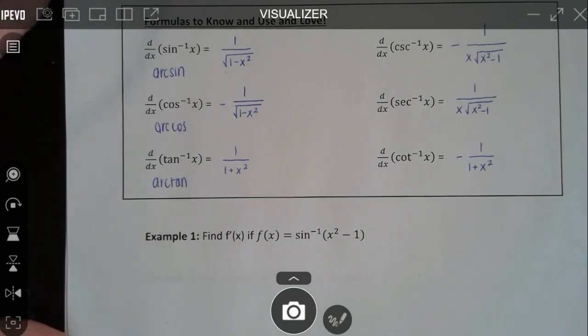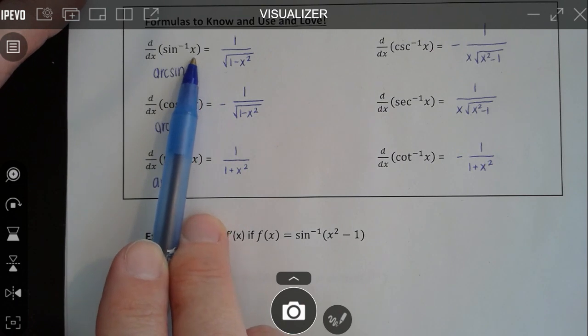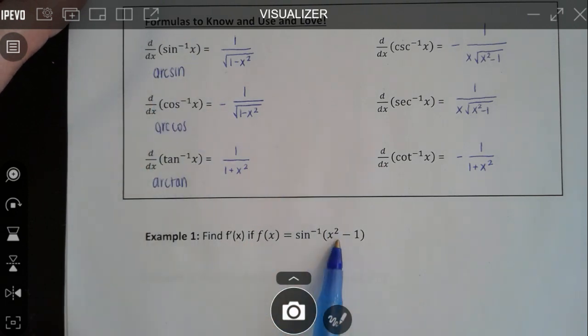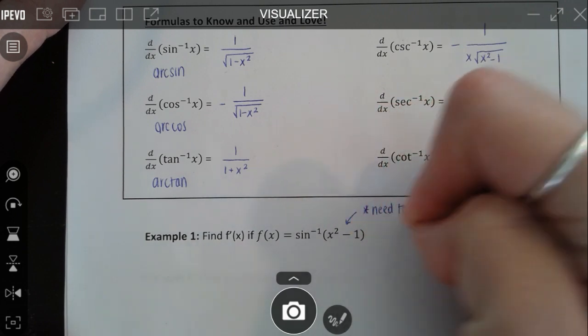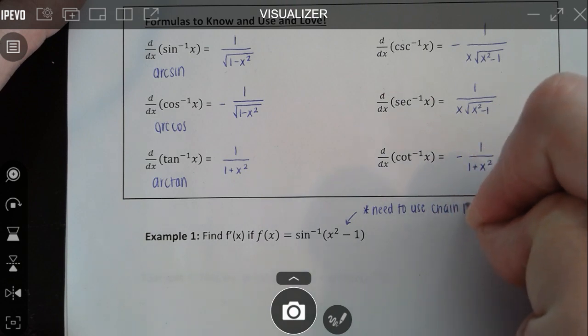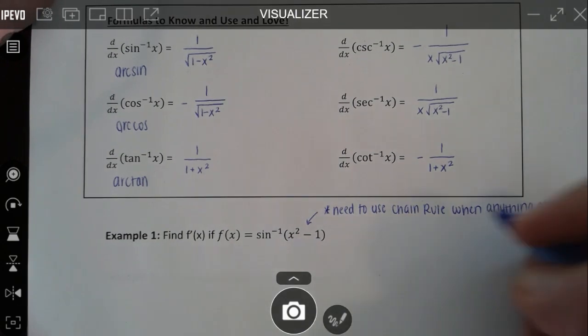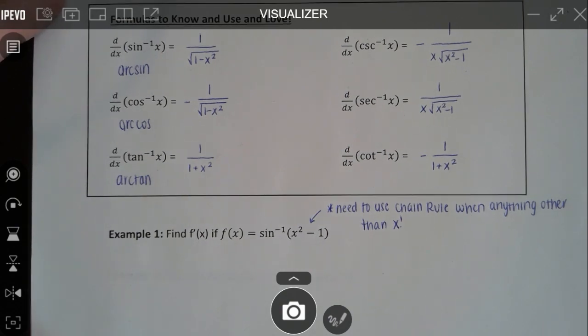All right, so the first example, we are looking for the derivative. So we want to find f prime if this function is the inverse sine of x squared minus 1. So you'll notice that our formulas up here are only given in terms of the derivative of inverse sine of x. So when there's something else other than just x next to our inverse trig function, this is going to be an indication that we're going to have to use the chain rule. So we need to use the chain rule when it's basically anything other than just x. And we'll see what that looks like when we look at this example.